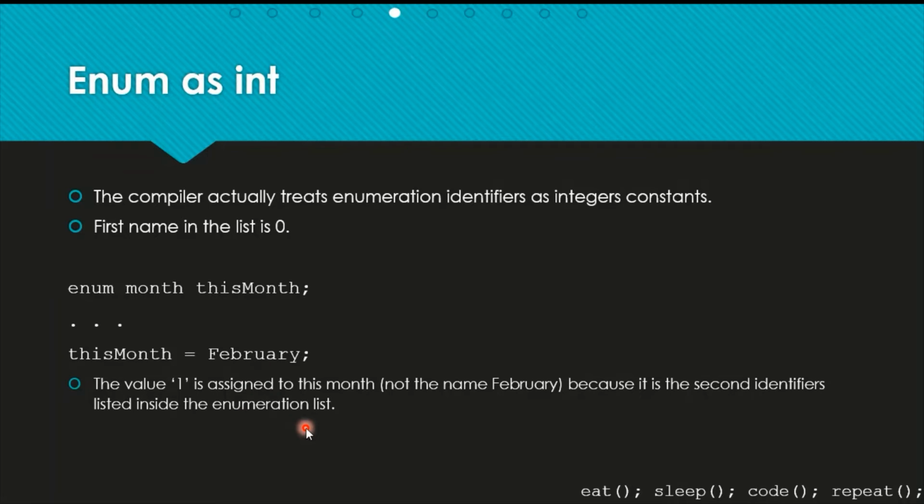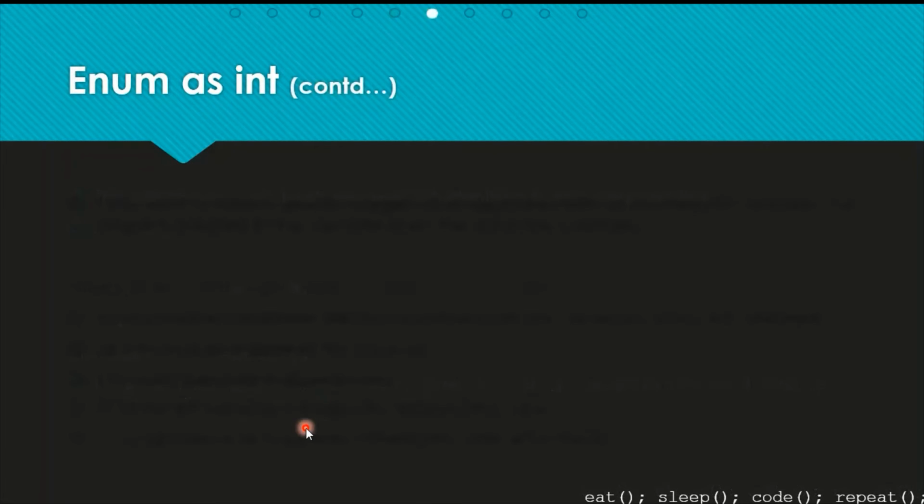When we print also, we're not going to use a string or %c or %s over there. Okay, we are going to use %d because that is the format specifier we're going to use. Because in enum, the compiler treats the enumeration identifiers as integer constants. We'll see when we see the example. Okay, so this is enum as int.